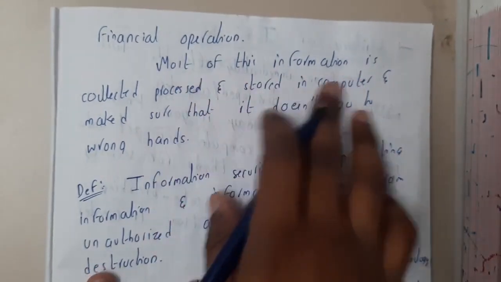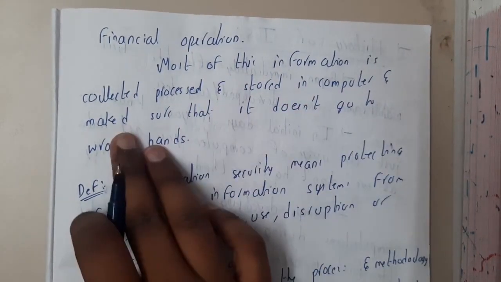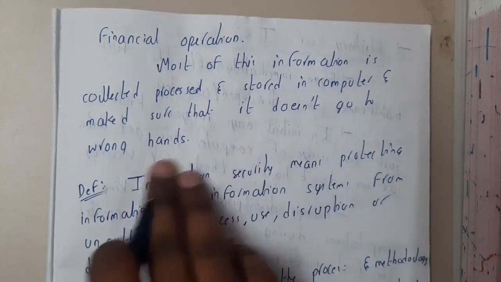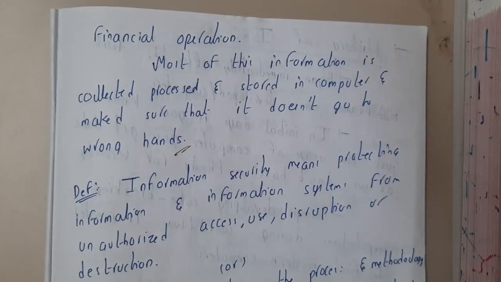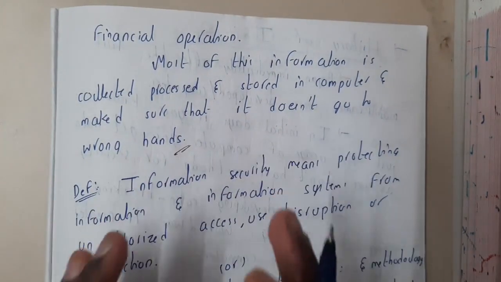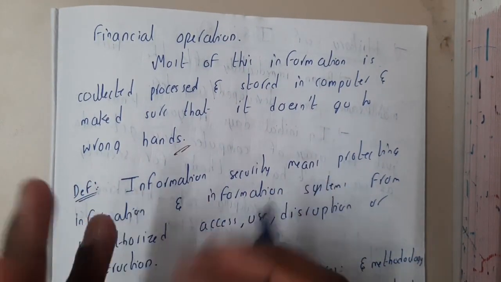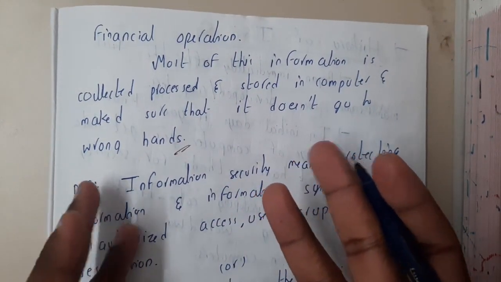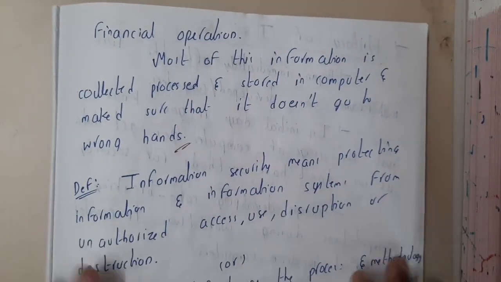Most of this information is collected, processed and stored in the computer, and we need to make sure that it doesn't go to wrong hands. This is the main goal of information security, guys, because if that data goes into a wrong person's hand, that could lead to a hectic issue, right? He could do anything with that information. We also don't know what he will be doing, right? That is the reason why we should always have proper security.